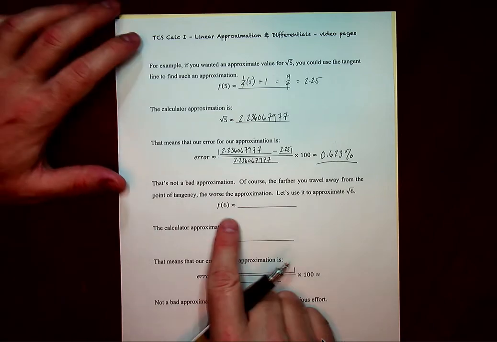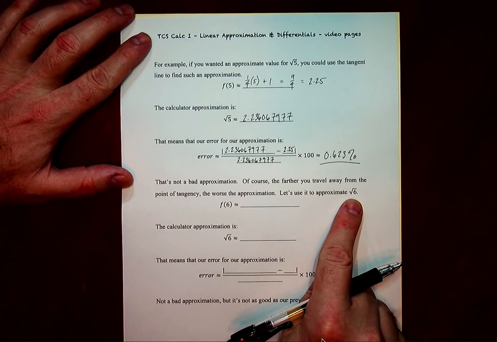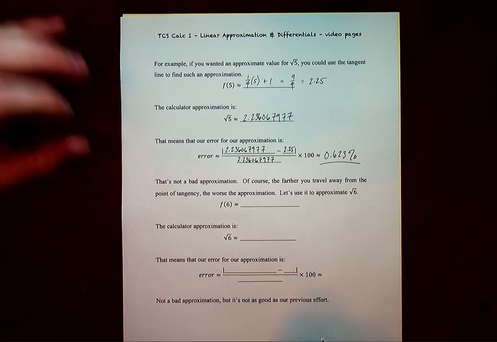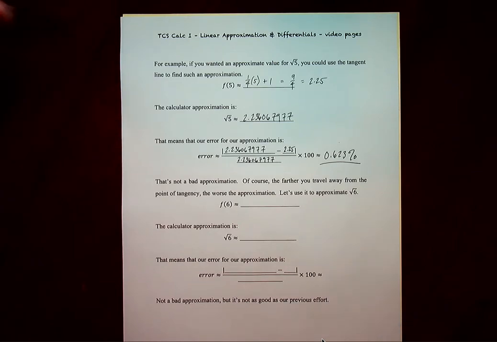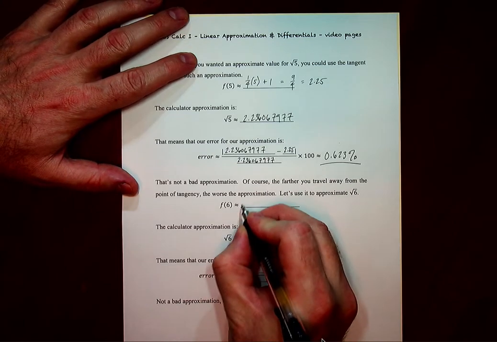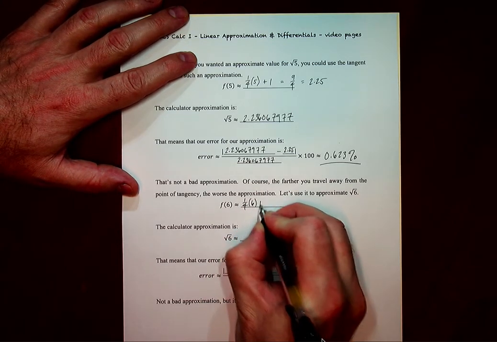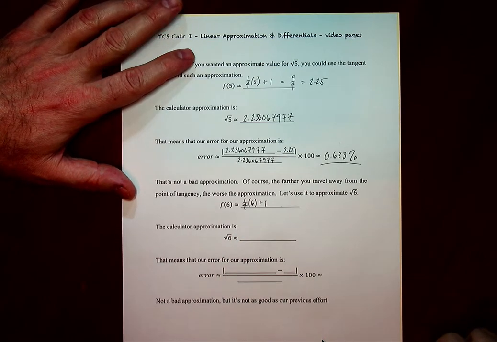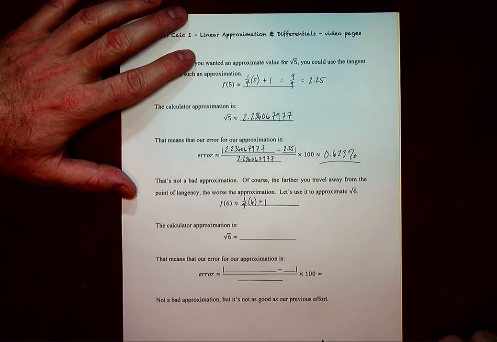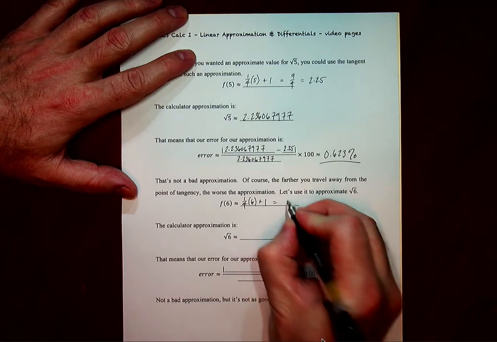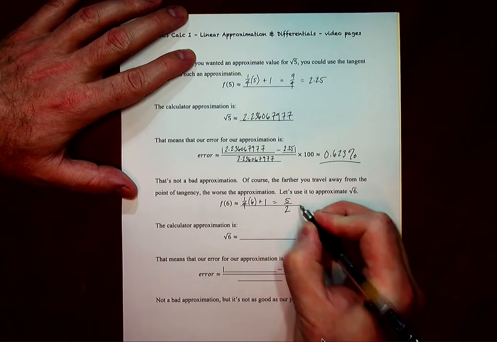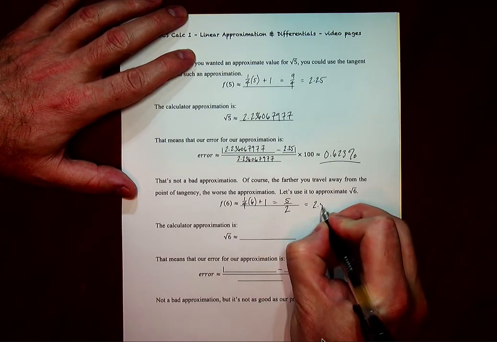The next question is, is 6 sufficiently close? If I use the tangent line to approximate root 6, how good of an approximation is that going to be? Well, let's find out. We know that it's 1/4 times x plus 1. Well, 6 fourths is 3 halves. 3 halves plus 1 is going to be equal to 5 halves. And that gives us, of course, 2.5.